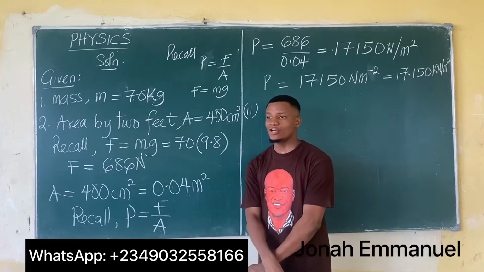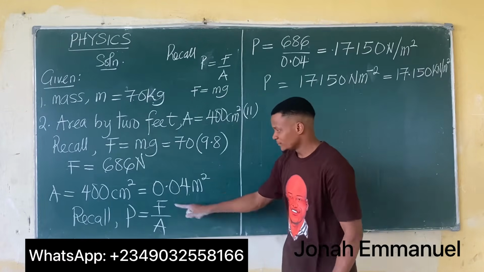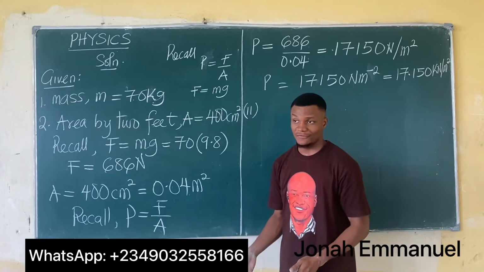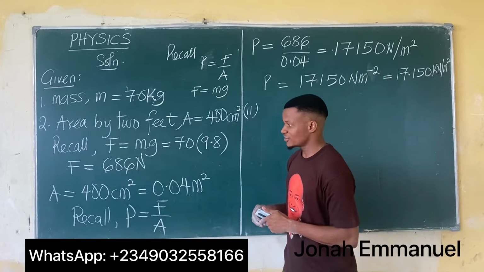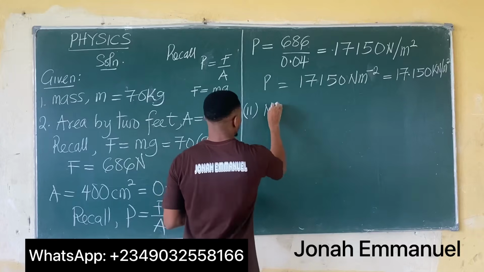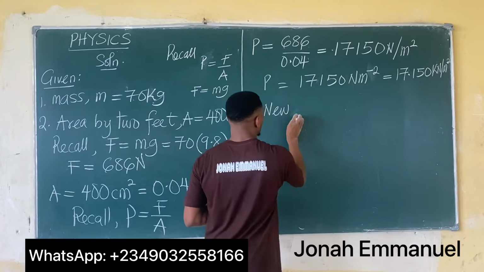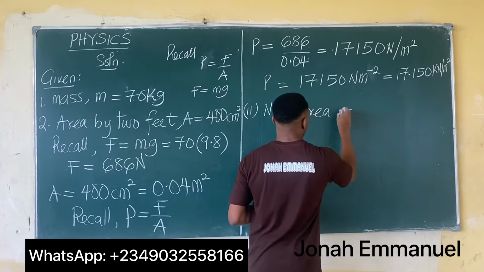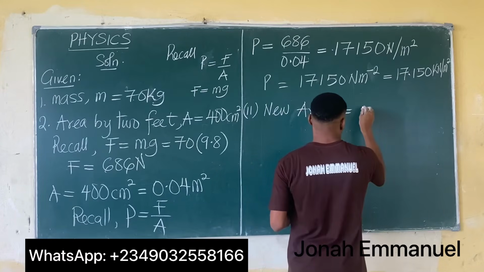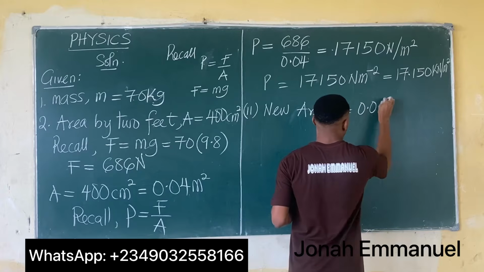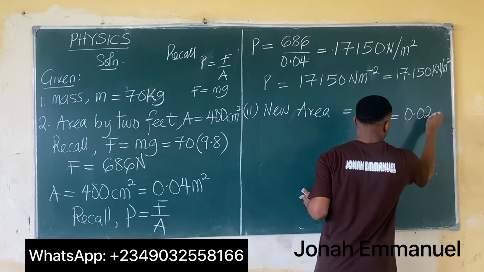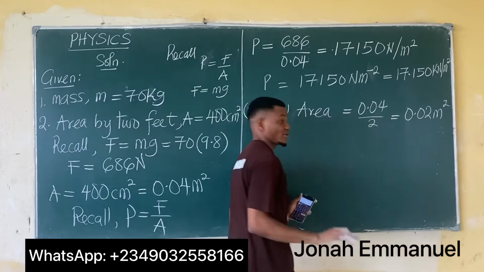So hence, standing on 1 foot would mean the area becomes what there? Half of the total value. Of course, it has 2 legs. So if that is true, that means the new area is equal to 0.04 all over 2. That's 0.02 meters squared. It's just a simple logic.